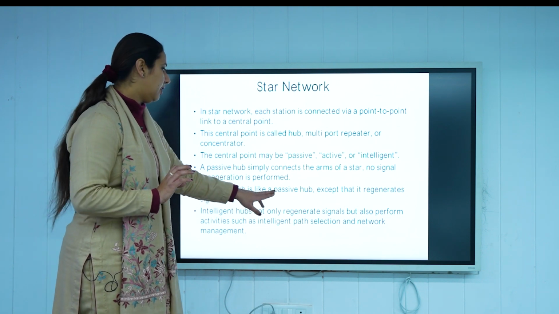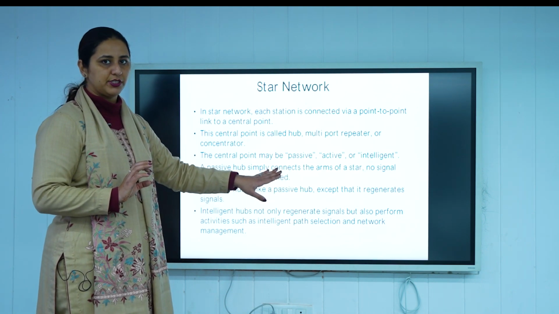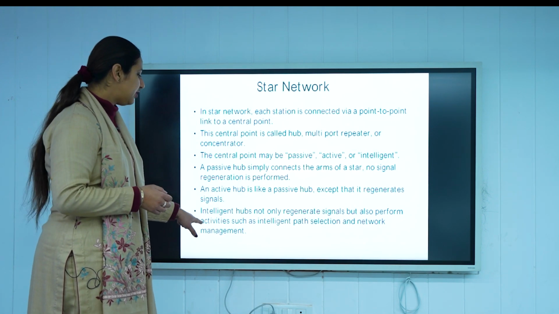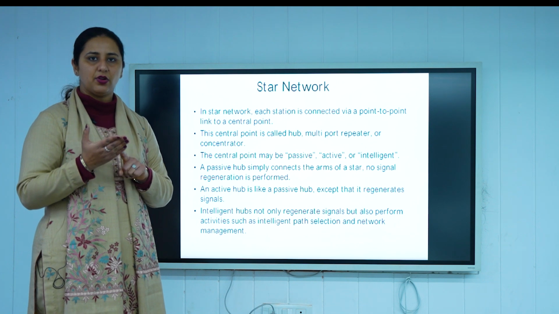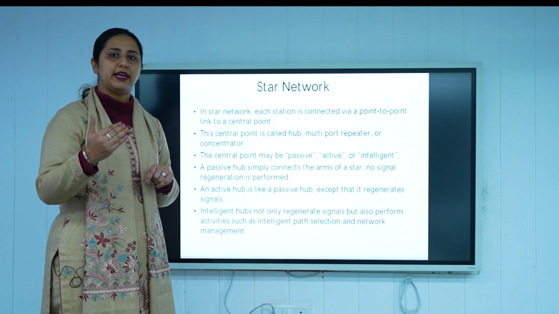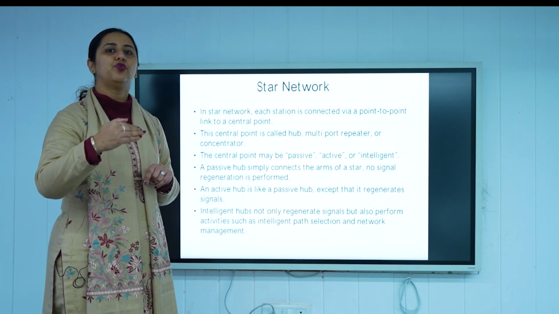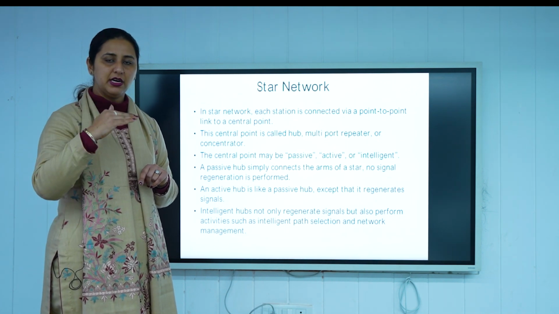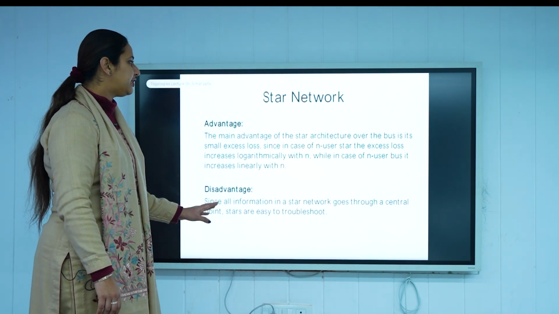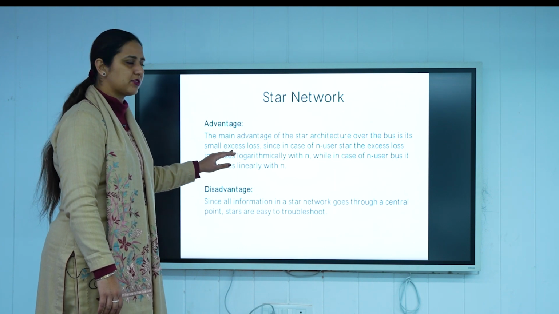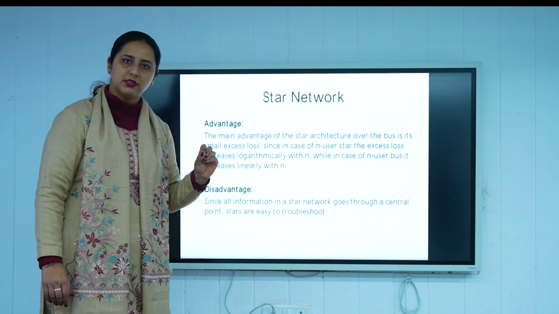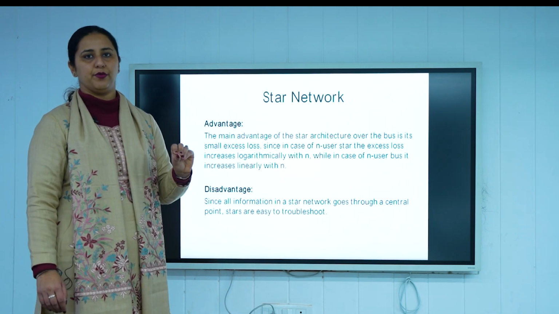An active hub will connect all the arms of the topology, and also it will regenerate the signal. That will be the active hub. An intelligent hub connects all the arms of the star, regenerates the signal, and also decides which is the shortest path through which it can send the information to the designated node. The advantage is that it has less loss as compared to the star topology. The disadvantage is that if any problem occurs in the hub, that will disrupt the whole network.